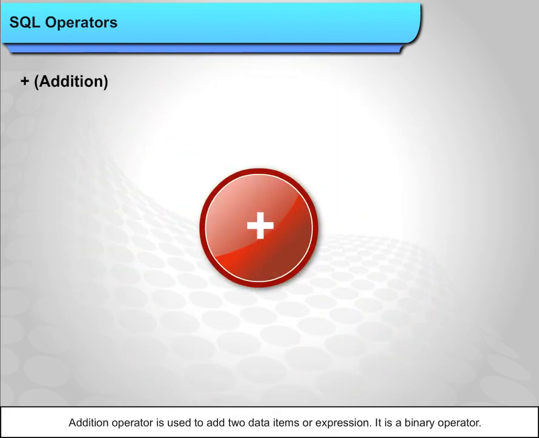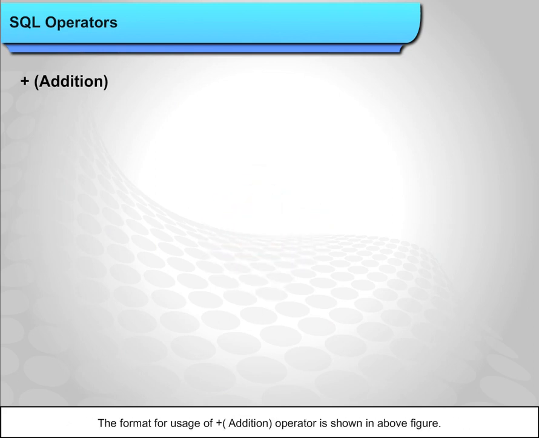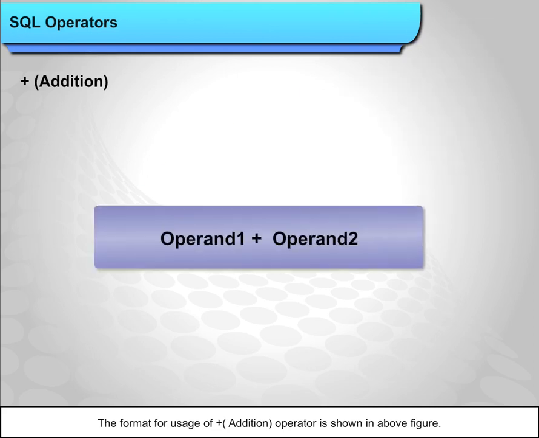Addition. Addition operator is used to add two data items or expressions. It is a binary operator. The format for usage of addition operator is shown in above figure: operand 1 plus operand 2.